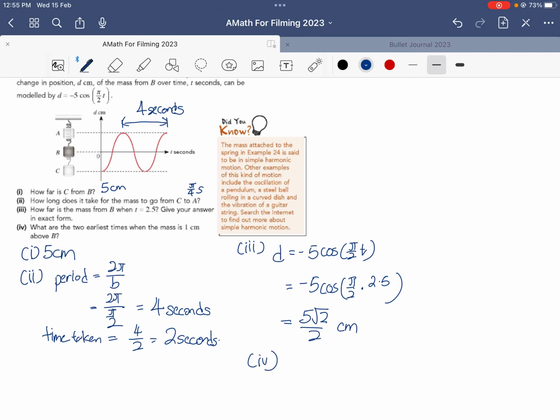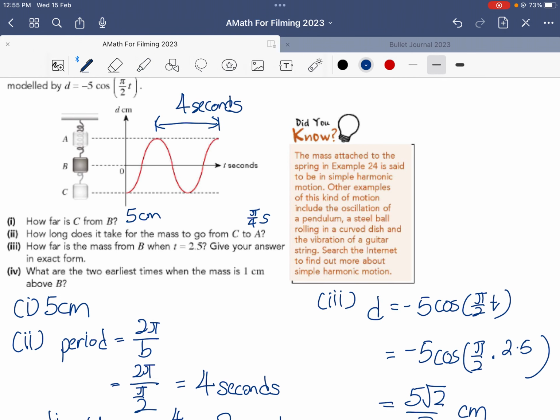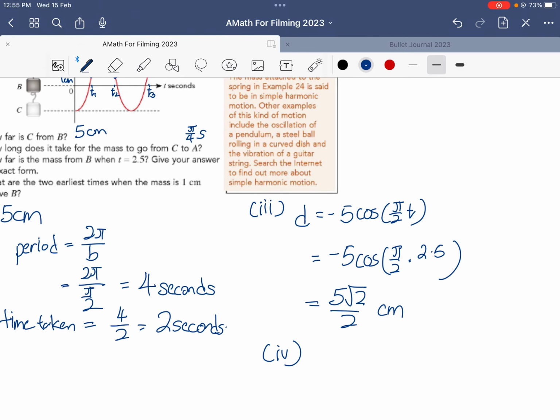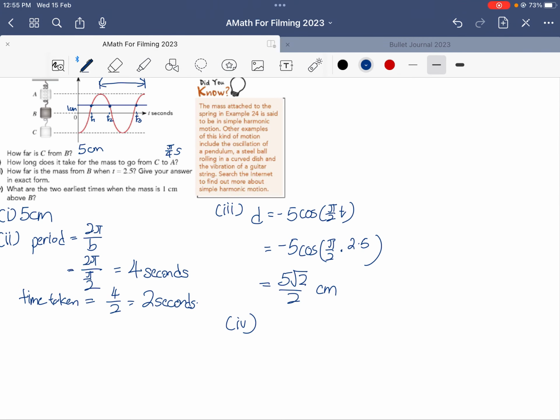Okay, for part 4 itself, what are the 2 earliest times when the mass is 1 cm above B? So basically what they're asking you is 1 cm above B. If I draw down here, this is, let's say, 1 cm above B. So they want the times here, here, and here. So they want to find what is this time, what is this time here, and what is this time here, t3. So what I can do down here is this, t1, t2, and t3.